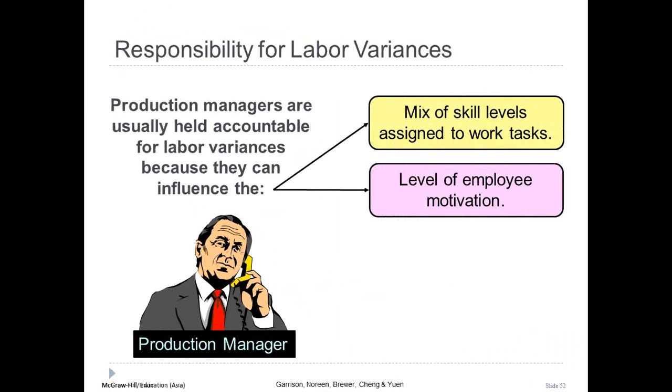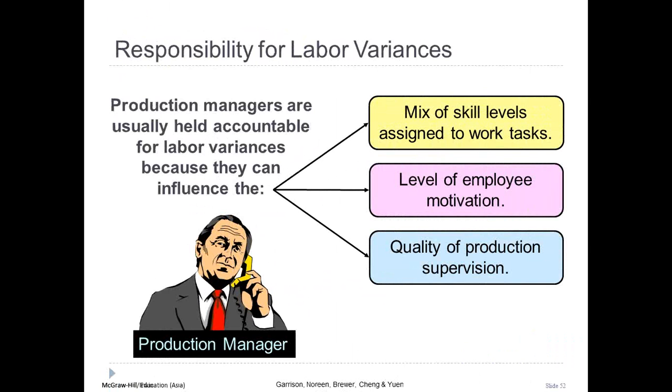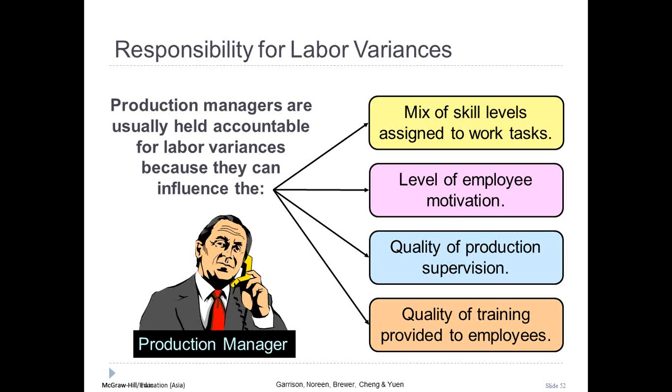Labor variances are partially controllable by employees within the production department. So, for example, production managers and supervisors can influence the deployment of highly skilled workers and less skilled workers on tasks consistent with their skill levels, the level of employee motivation within the department, the quality of production supervision, and the quality of training provided to the employees.